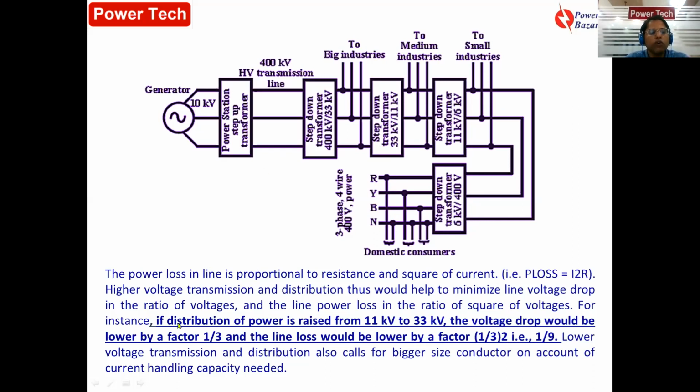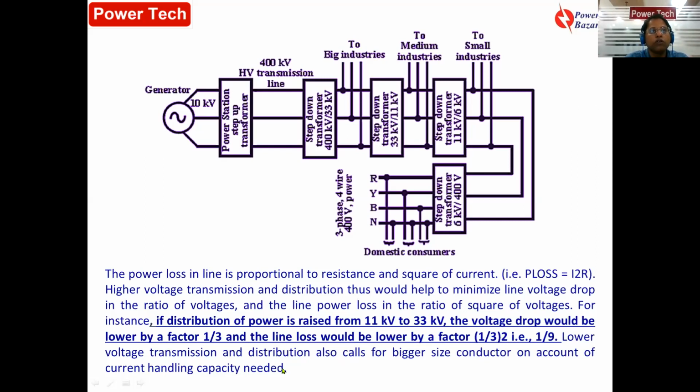Now as I told you, if the distribution of power is raised from 11 kV to 33 kV, the voltage drop would be lower by 1/3 and line loss will be lowered by 1/3 squared, that is by 1/9. So to have reduced voltage drop and reduced line loss, we transmit the power at a higher voltage. And this will also call for a smaller size of conductors, because lower voltage transmission and distribution will call for a bigger size of conductor on account of the current handling capacity needed.